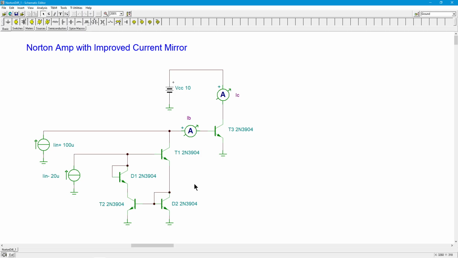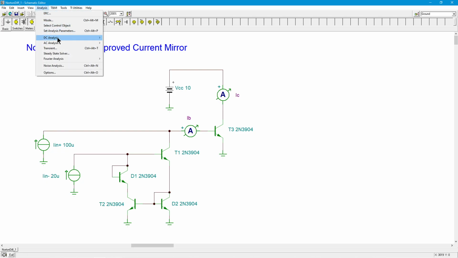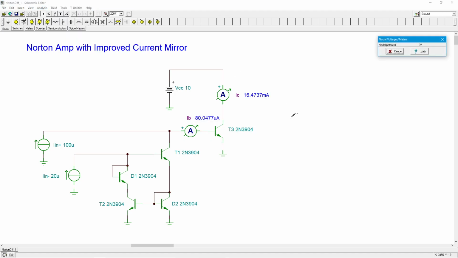All right. What do we get out of this? Okay, so here's the 100, here's the 20. Ideally, we'll get 80 microamps over here. And we'll do a little check. And sure enough, we get 80.0477. So we're under 1/10 of a percent as far as the inaccuracy.